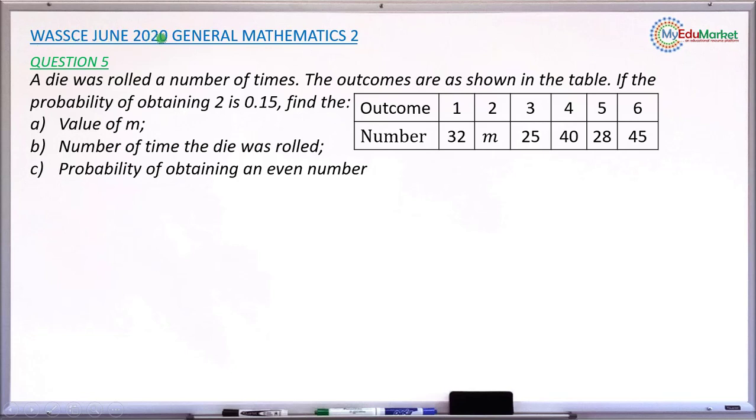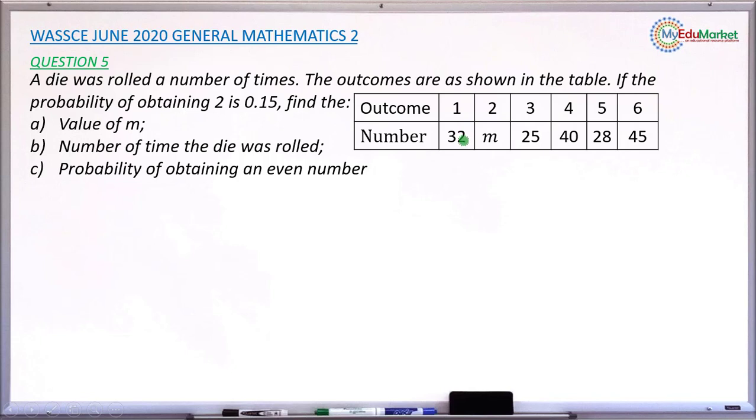This is WAEC June 2020 General Mathematics Paper 2, and we are answering question number 5, and the question reads: a die was rolled a number of times. The outcomes are shown in the table. This is the table. The outcome 1, 2, 3, 4, 5 up to 6. These are the numbers on your die. So whenever you roll, it is one out of these outcomes that will be displayed on top.